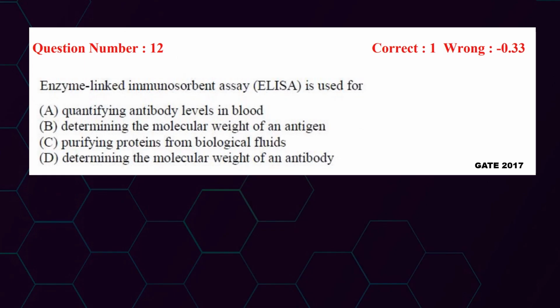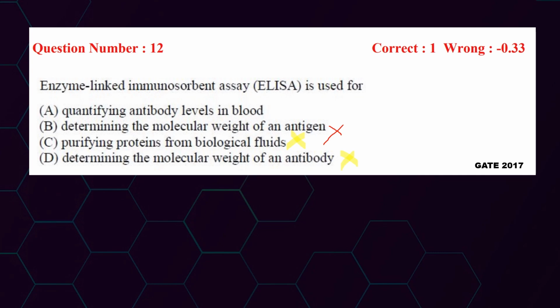So coming back to the question, enzyme-linked immunosorbent assay is used for quantifying the antibody level in the blood. Yes. Is it used for determining the molecular weight of antigen? No, this is wrong. Is it for purifying the protein from biological fluids? No, this is wrong too. Or determining the molecular weight of the antibody? No, it does not help to determine the molecular weight of either antibody or antigen.